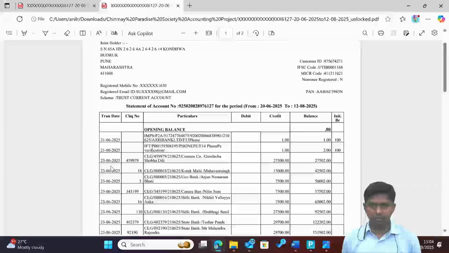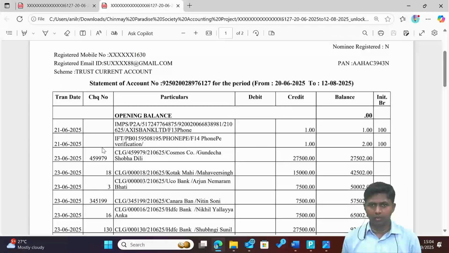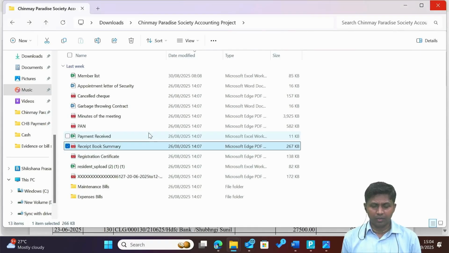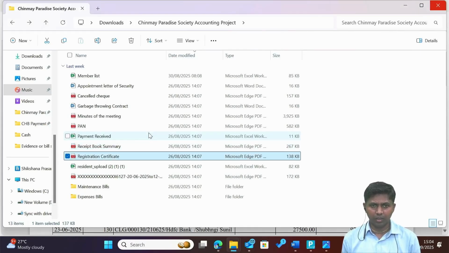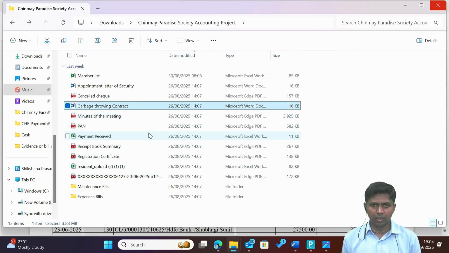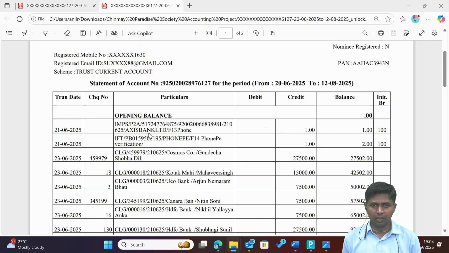What we'll do, we'll now try to read the bank statement. This is the receipt book summary and then registration certificate. But before that, you can check garbage throwing contract, cancel check. Okay, that is okay. Receipt book summary.